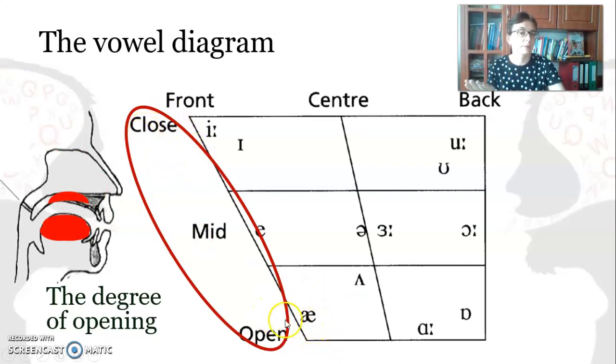When pronouncing the sound A, definitely the mouth is open. Whereas when pronouncing the sound E, the mouth is not closed, but the tongue is at its closest in relation to the palate, and the lips are close together.